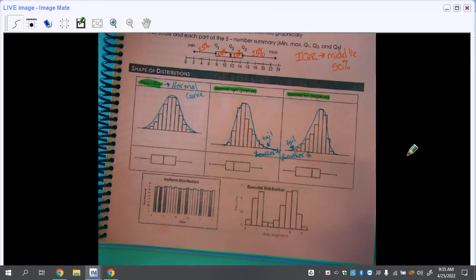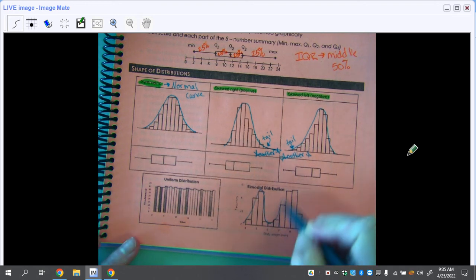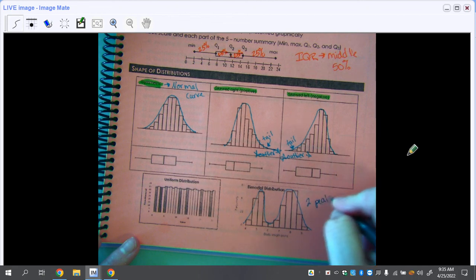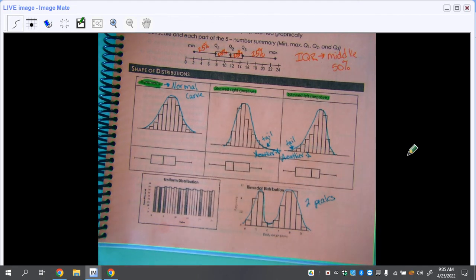And then these two we don't use really all that often, but they are noted. Uniform distribution, pretty much everything is the exact same. All of the numbers are there the exact same. The data is all there the exact same. And then bimodal, I like to think of it as two peaks. That's how we know we have bimodal data.